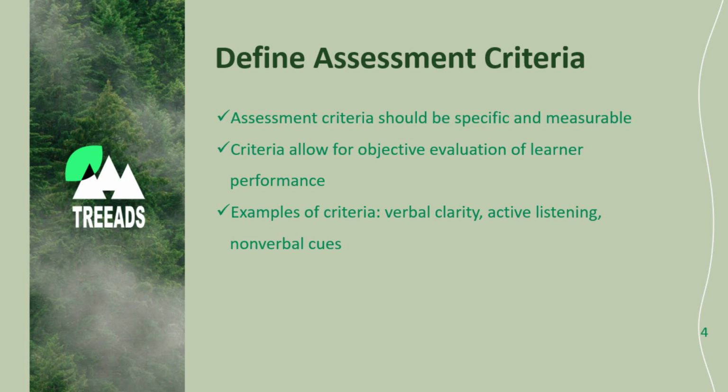Once you have established the objectives and KPIs, it is crucial to define the assessment criteria. These criteria should be specific and measurable, allowing trainers to objectively evaluate learner performance. For example, if the KPI is communication, criteria could include verbal clarity, active listening, and nonverbal cues.